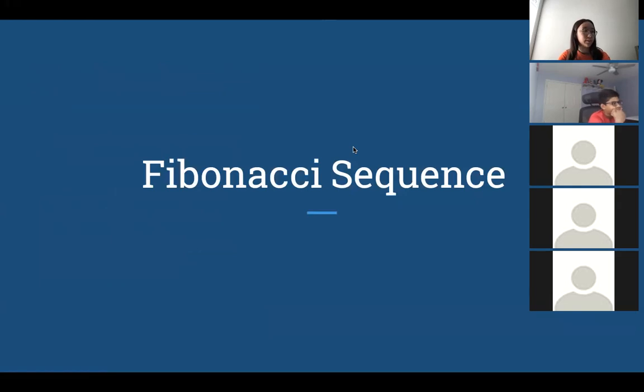Okay. And one more interesting pattern is the Fibonacci sequence. All right, how many of you guys have heard of the Fibonacci sequence? You can type yes or no in the chat. It is pretty famous.